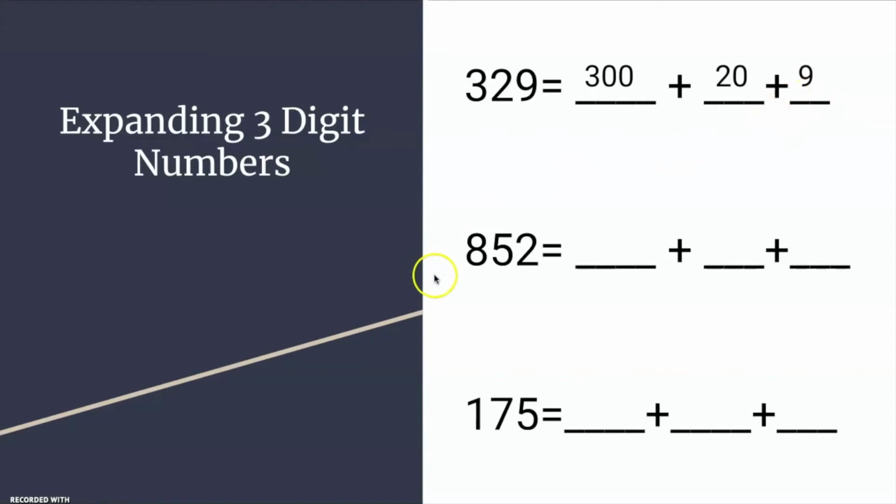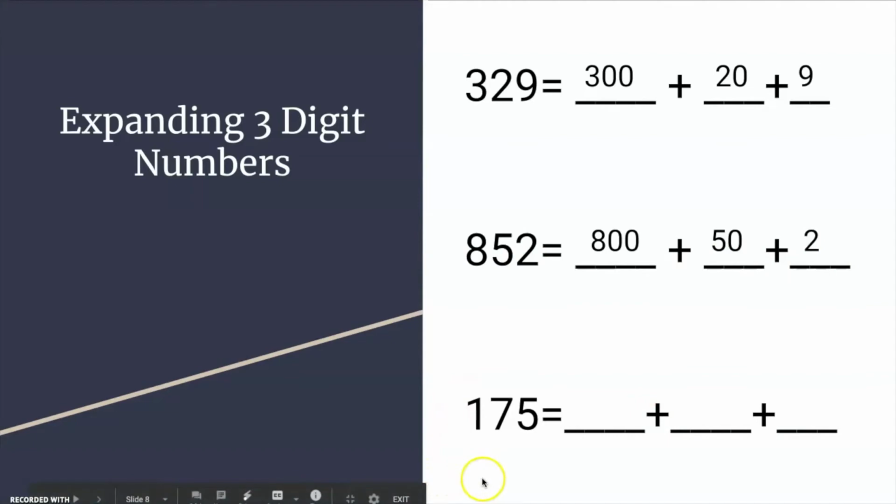Now for this one, I see that there's an 800, or an 8 in my hundreds place. So I'm going to put 800 in the first blank. I go back and see that I have a 5 in my tens place, so that would be a 50. And I'm going to put that in my tens place. And a 2 is in my ones, so you'll put a 2 there. So that way you have 800 plus 50 plus 2 equals 852.